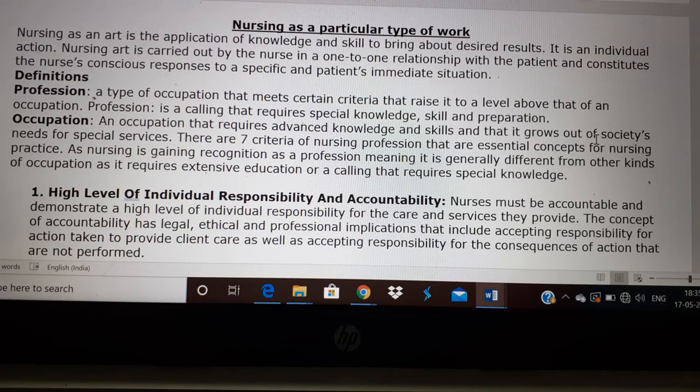Each nurse does their own work, and it is carried on by a one-to-one relationship with the patients, and it is based on the patient's immediate needs. So based on the patient's level of sickness, the nurse will take care. A patient in the ICU will be given a lot more care. A person in the OPD will be given as much care that the person deserves based on the sickness that he is undergoing. So let's see what the definition of a profession is.